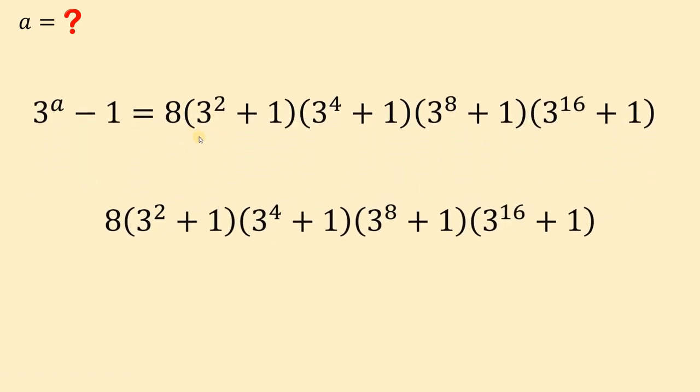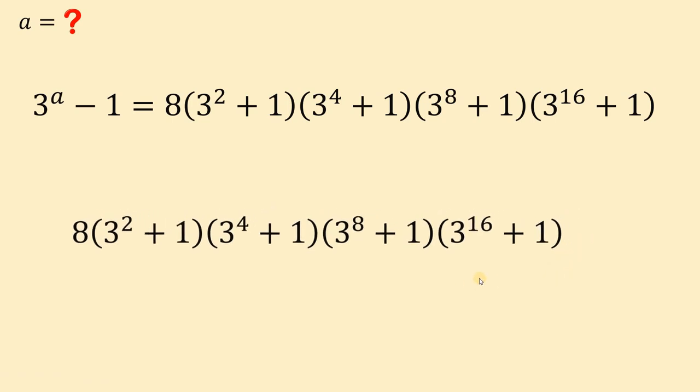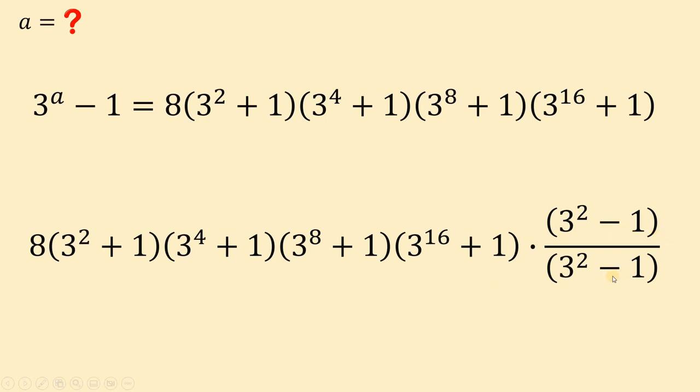And now, let's focus on the right-hand side of our equation, which is equivalent to 8 multiplied by (3 squared plus 1) times (3 raised to the 4 plus 1) times (3 raised to 8 plus 1) times (3 raised to 16 plus 1). Whew! Now, in order to simplify this, let's multiply the numerator and the denominator by the same number. And that number is simply 3 squared minus 1 all over 3 squared minus 1. Now, the question is why we choose 3 squared minus 1? Because I found right here 3 squared plus 1. Maybe we will use the difference of two squares right here.